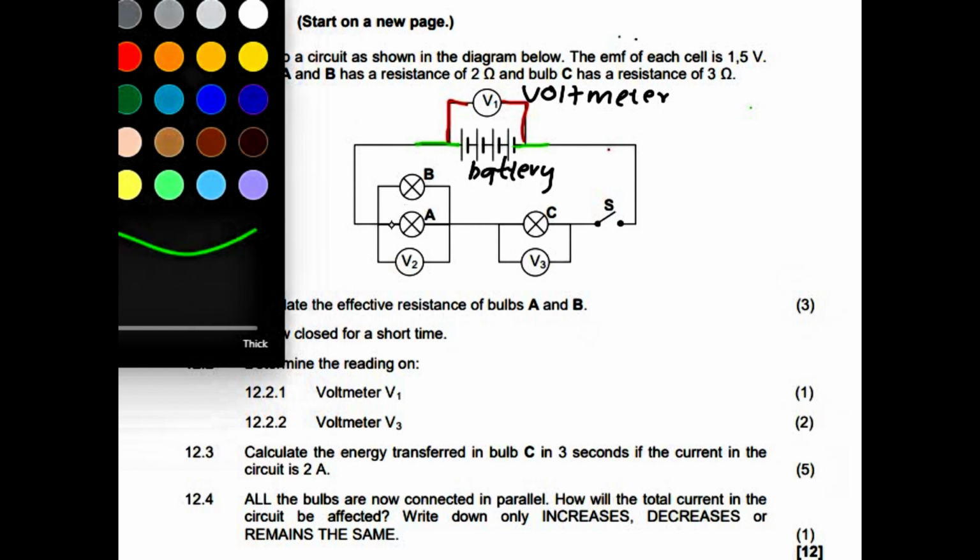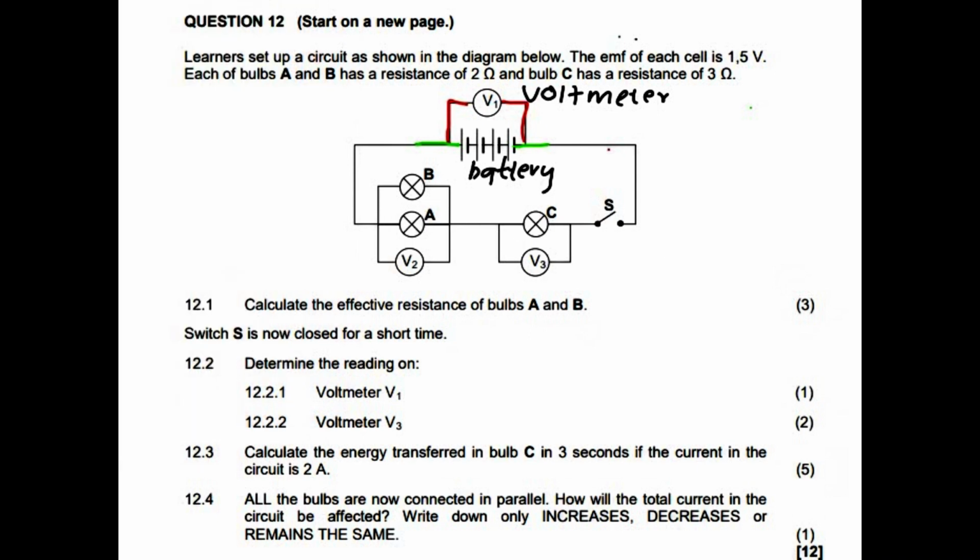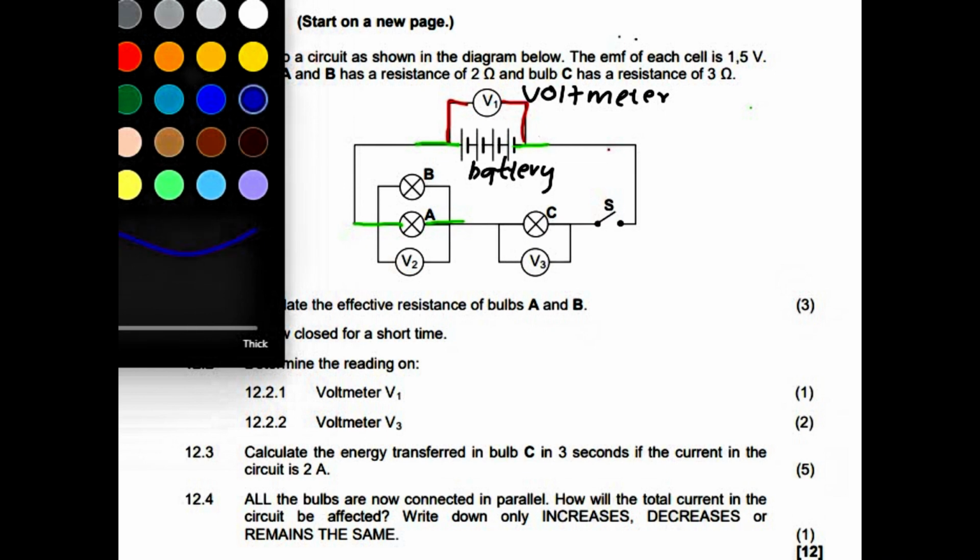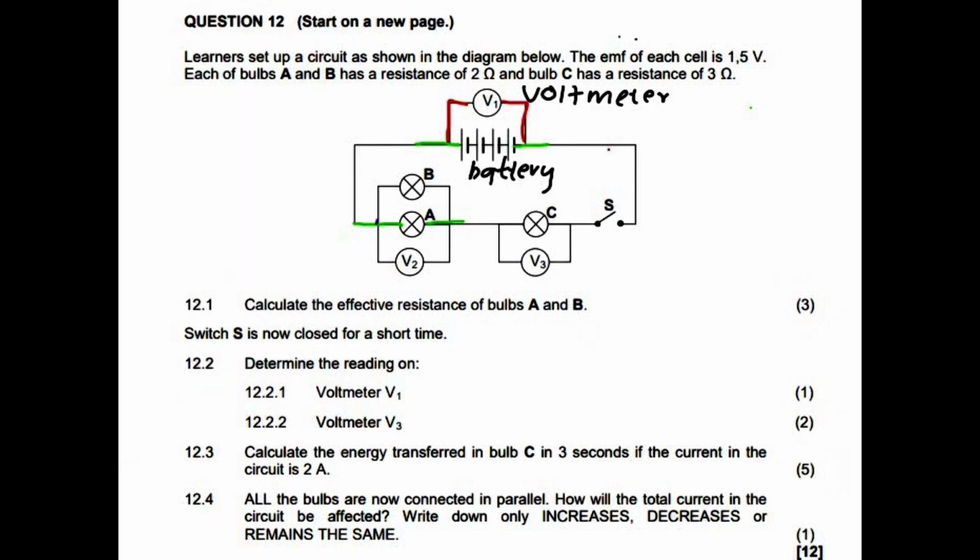So this light bulb A is connected on this branch, the green branch or the green line, and light bulb B is connected, let's use purple, on this line. So these two circuit elements, the light bulbs A and B, are connected on separate or different branches of the circuit, the green line and the purple line. This means that they are connected in parallel.